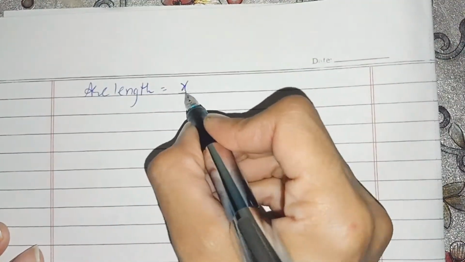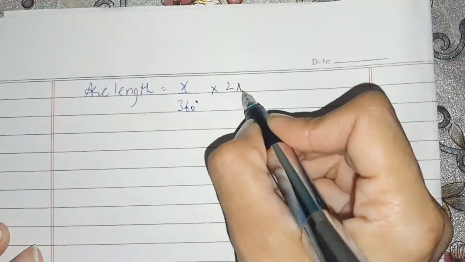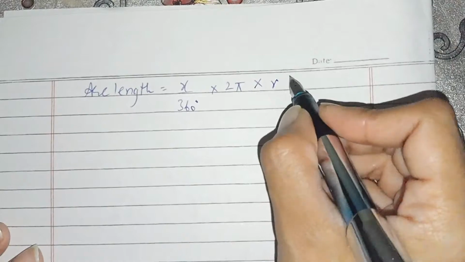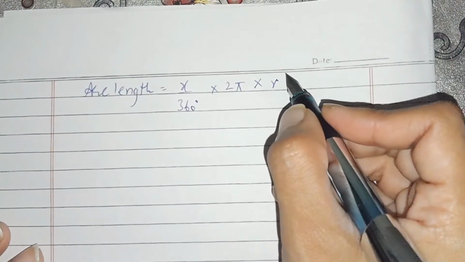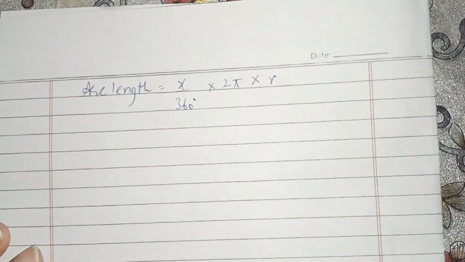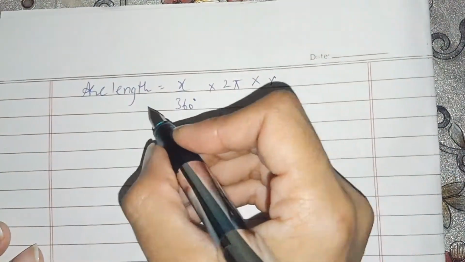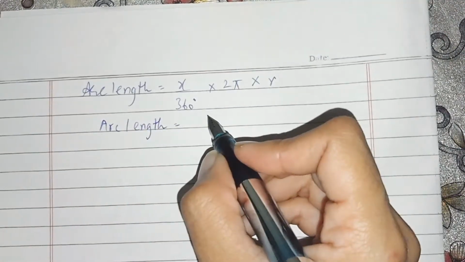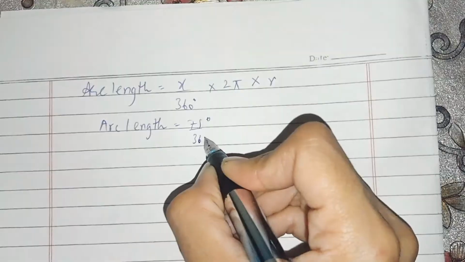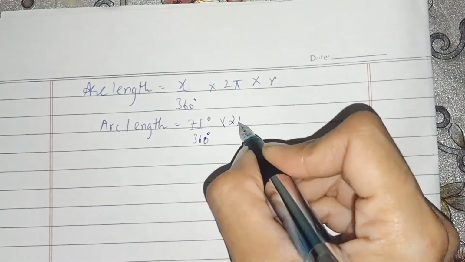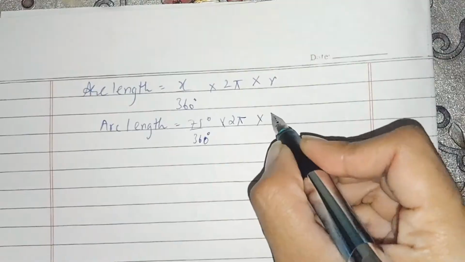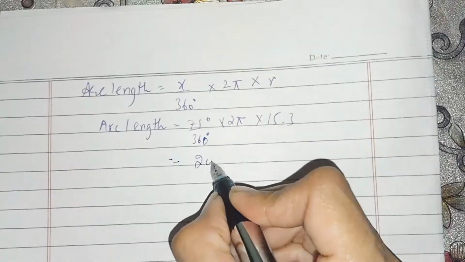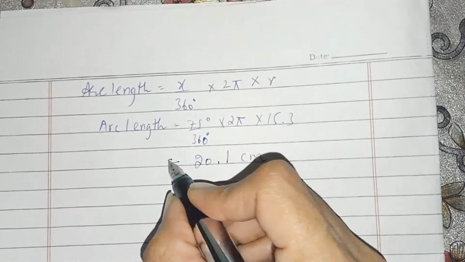Arc length is x over 360 degrees multiplied by 2 pi r. R we found, so now put the values. X is equal to 75, which is given in the question, and r we found, that is 15.3. Now by calculating it, we get the arc length, which is 20.1 centimeter.